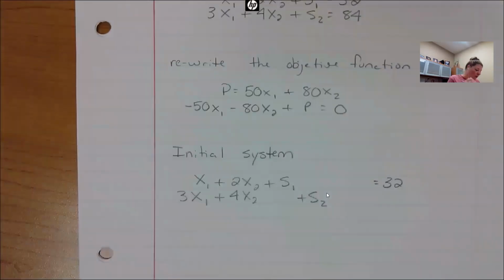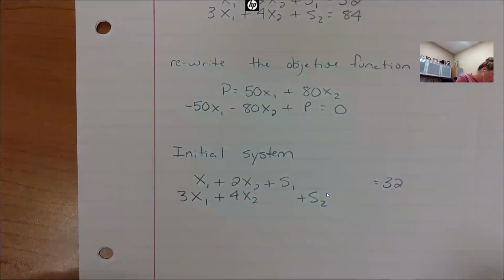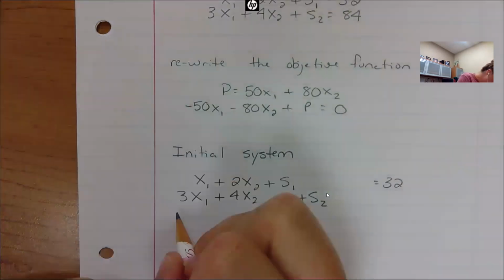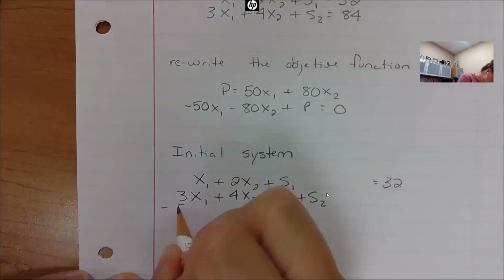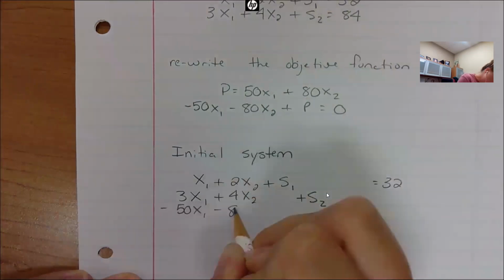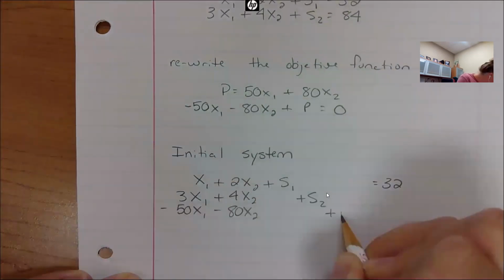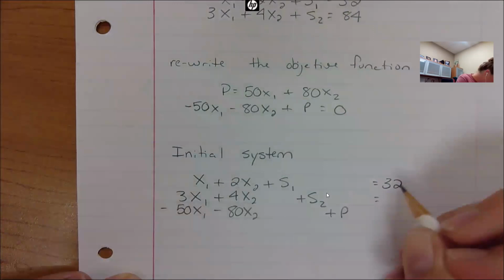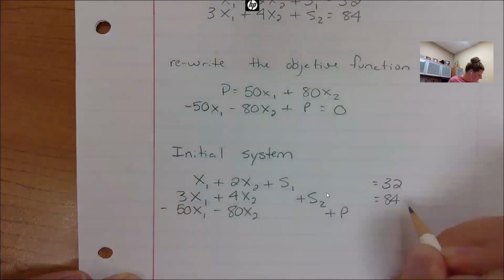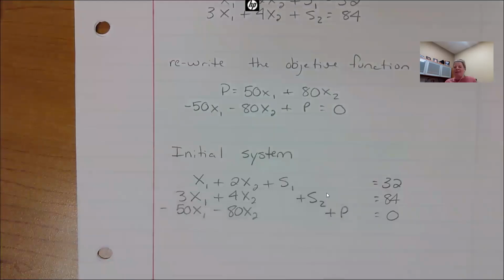Now, last, always on the bottom, will be our objective function. So I'm going to have negative 50 x1s minus 80 x2s plus p. Oh, I forgot the equals on this one. This one equals 84, and this one equals 0. There's your initial system. See how the three slack variables are kind of on their own over there? I guess you could call the P a slack variable, but it's the answer. It's what P ends up being, the max profit. You may have some questions just being able to write this initial system.